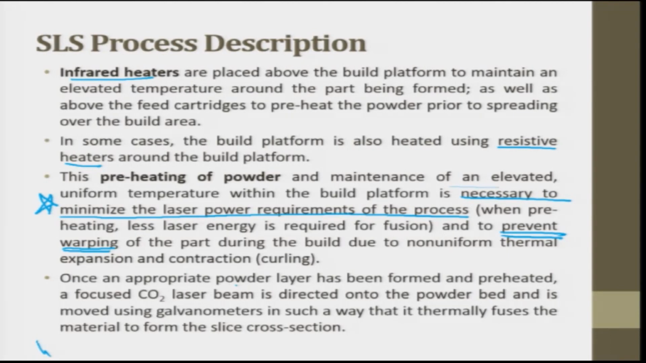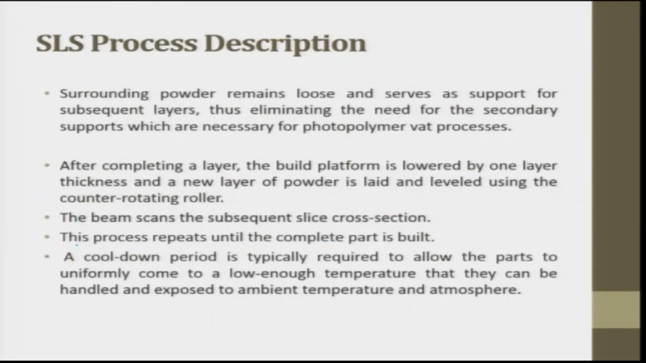Once an appropriate powder layer has been formed and preheated, a focused CO2 laser beam is directed onto the powder bed and is moved using a galvo mirror in such a way that it thermally fuses the material to form a slice cross-section. Clear? CO2 laser. So the first requirement is to reduce the laser power, then prevent warping, prevent oxidation. Then the surrounding powder remains loose, which is not used, and serves as a support.